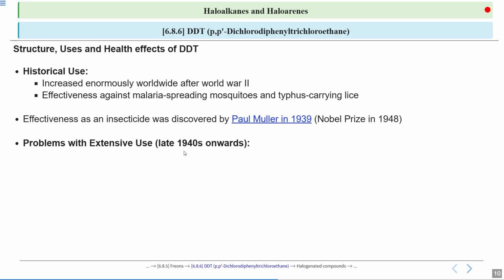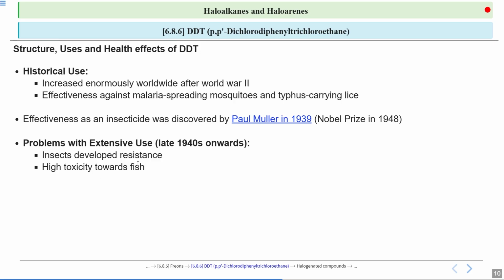Problems with the extensive use. Now if historically DDT was this useful, then what are the problems with its extensive use from the late 1940s onwards? What are the problems that the world has faced after the extensive use of DDT? Insects developed resistance. Basically, DDT is an insecticide, right? It kills the insects. It was used as an insecticide. So the first problem was that insects developed resistance.